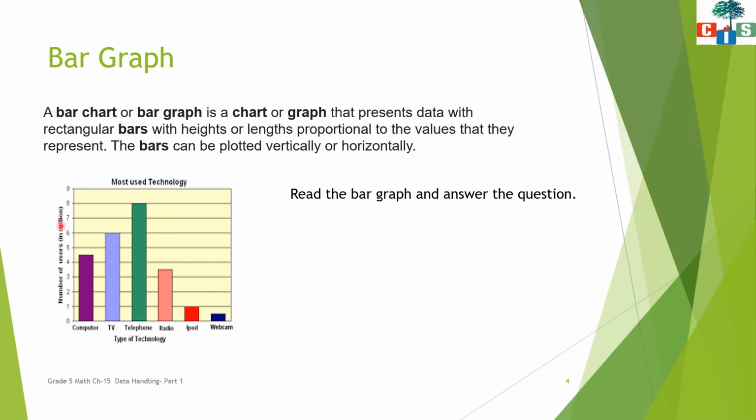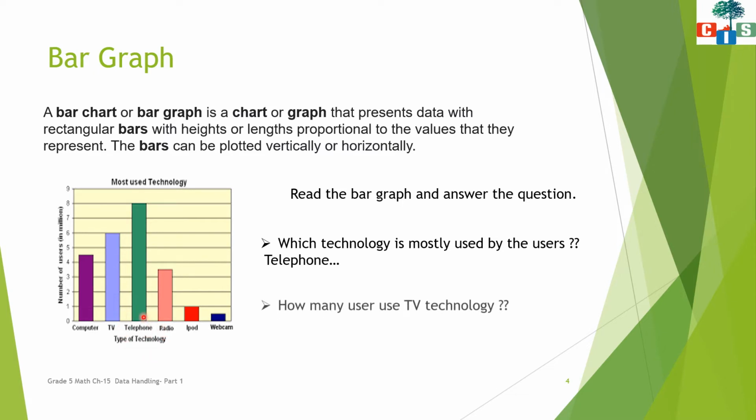Now scholars, we will solve a few questions related to it. You have to read the bar graph properly and then answer the following questions. Which technology is mostly used by the users? You have to study this bar graph. First of all, find the longest rectangular bar. Here we can see that this green color is the highest rectangular bar, and this green color shows which technology? Telephone technology. So our answer will be telephone technology is mostly used by the users.